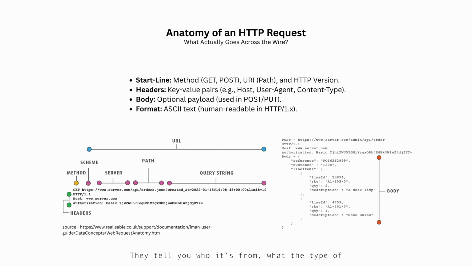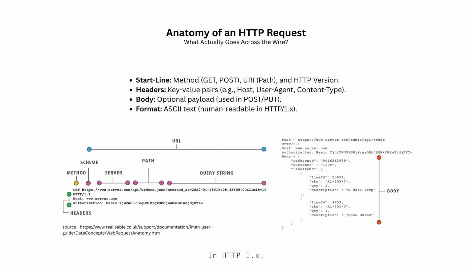They tell you who it's from, what the type of content is inside, authentication tokens, and so on. Common headers include Host, User-Agent, Content-Type, and Authorization. Finally, there's the body. This is optional and used only for POST or PUT requests. It contains the actual data payload, like JSON, when you're trying to submit a form.